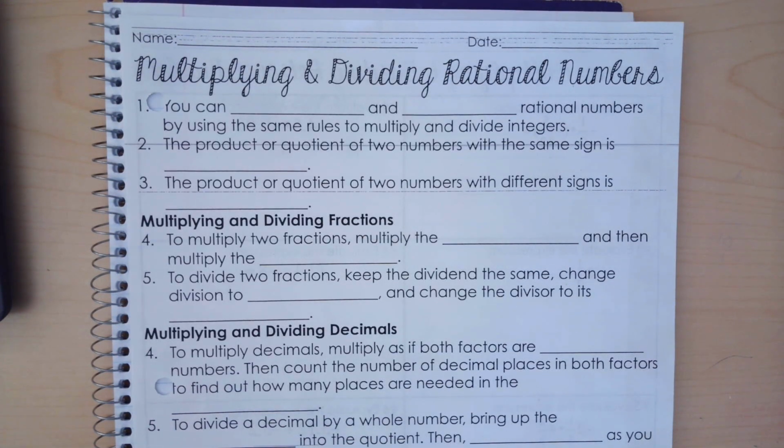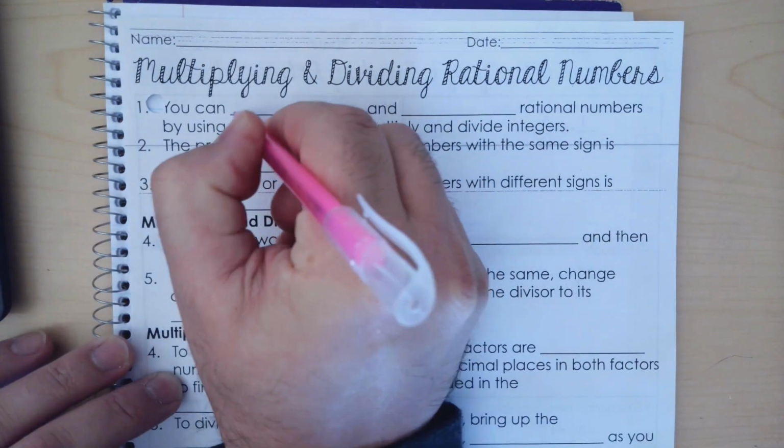All right, welcome back. Today we're going to be learning how we can multiply and divide with rational numbers. And you can multiply and divide rational numbers by using the same rules to multiply and divide integers.